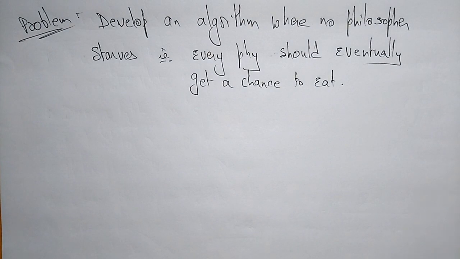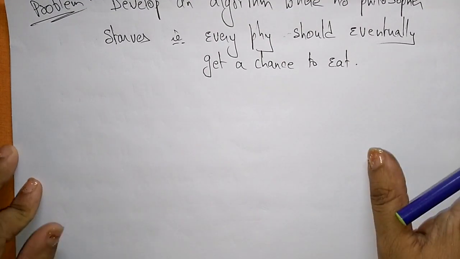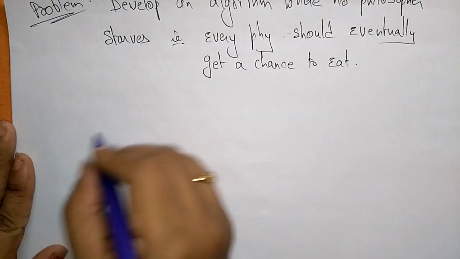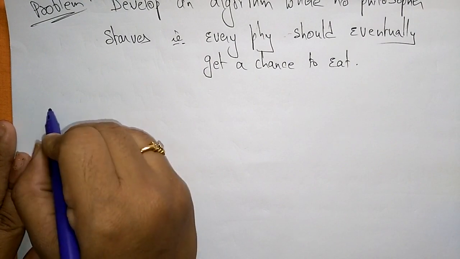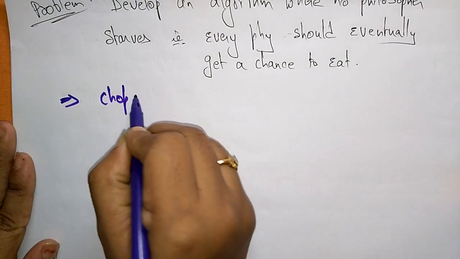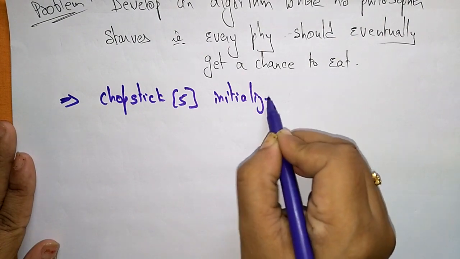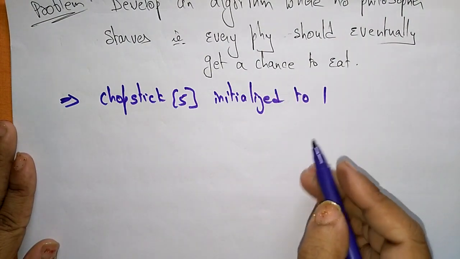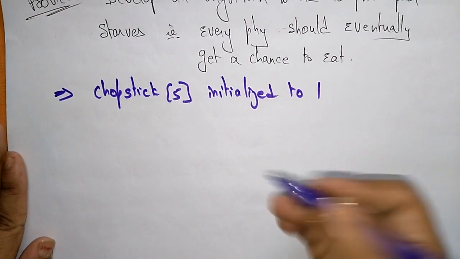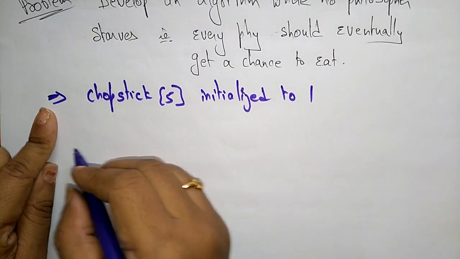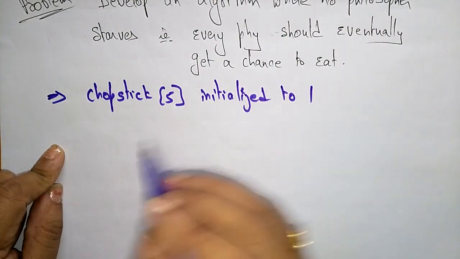So let me write the initial solution. I'm taking just an initial solution using semaphores. Let us take the chopstick array of 5, initialized to 1. Even if you use semaphores, let's see what solution I'll get. This is the initial solution I'm taking.